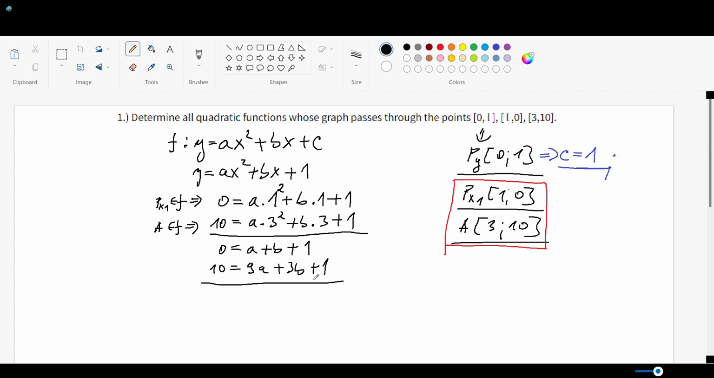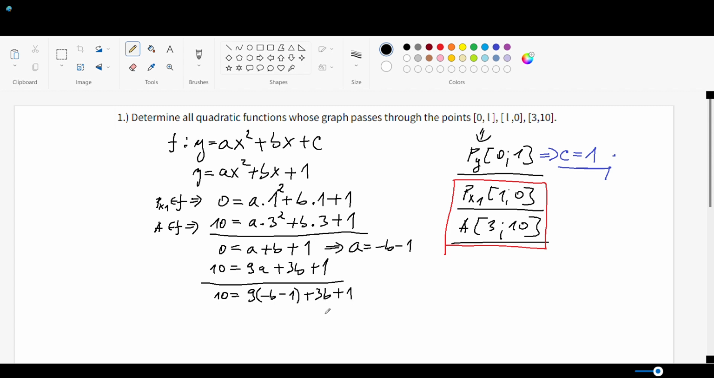Okay, there are a couple of methods how you can solve this equation, and in this case I'm gonna use this one. From the first equation we can say that a is equal to negative b minus 1. Okay, and we will use this information, and we will replace a in this equation by the expression negative b minus 1. So basically we put this one into the second equation, and we will get the equation 10 is equal to 9 times negative b minus 1 plus 3b plus 1.